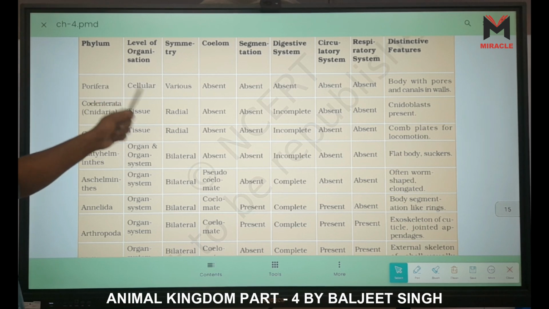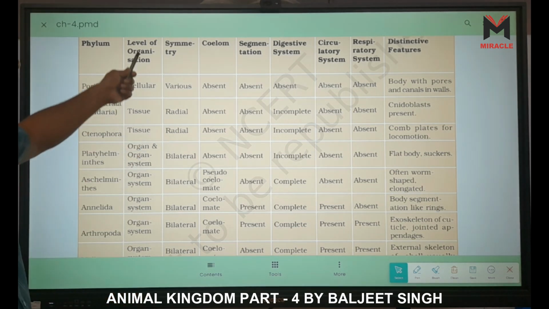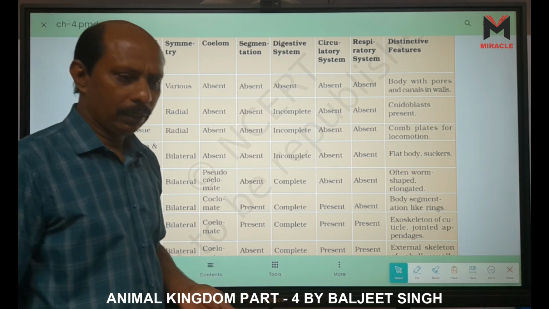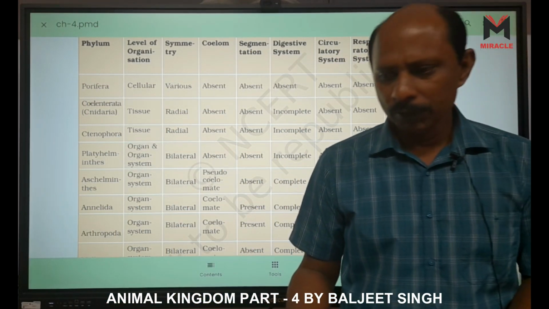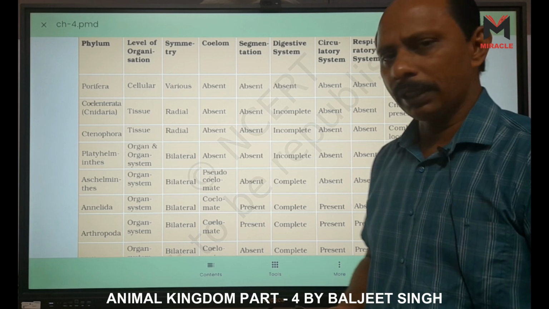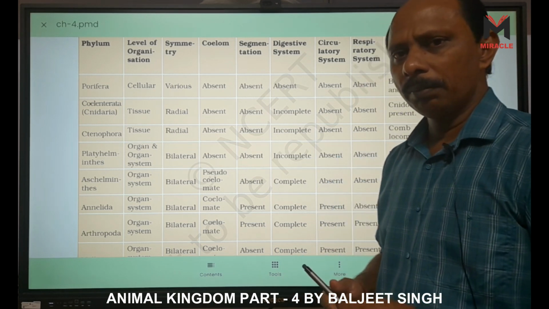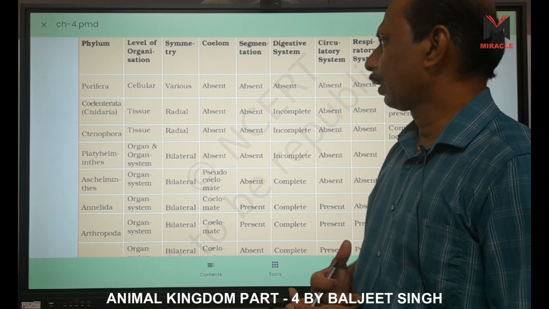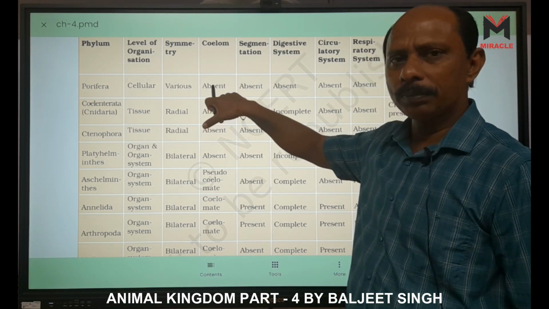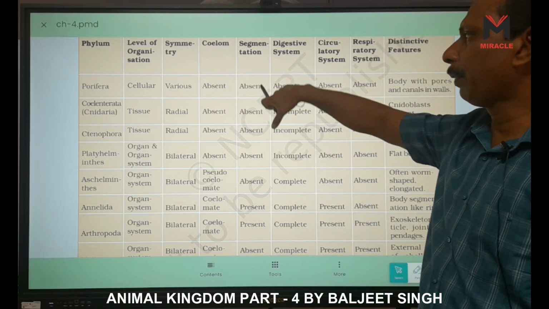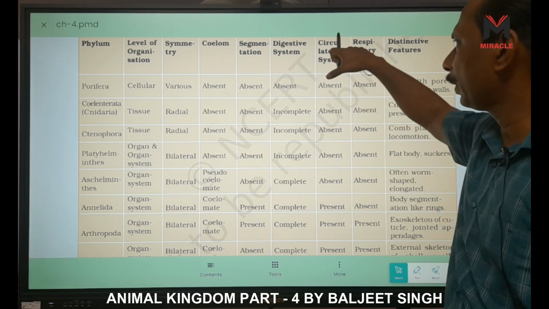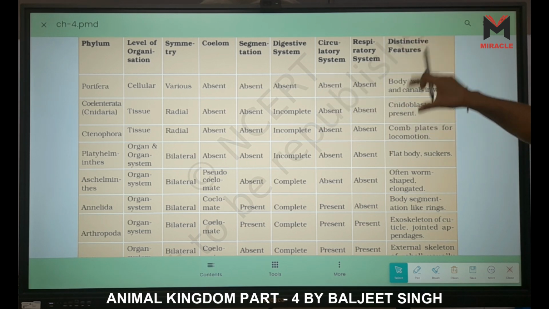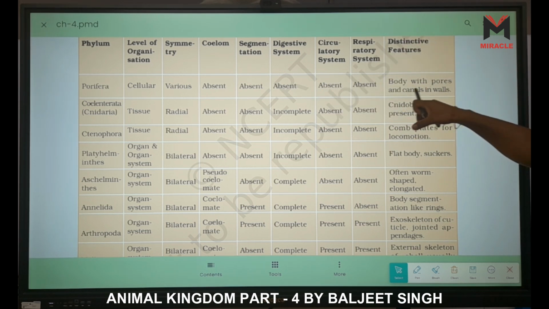Porifera, we know very well, it is a revision symbol. Level of organization is cellular. Symmetry varies, like in case of Leucosolenia, radial symmetry is present, but other sponges are asymmetrical, right? Coelom cavity is absent, they are acoelomates. Segmentation absent, digestive system absent, circulatory system absent, respiratory system not present, that means all the systems are absent. Feature: body with pores and canals.